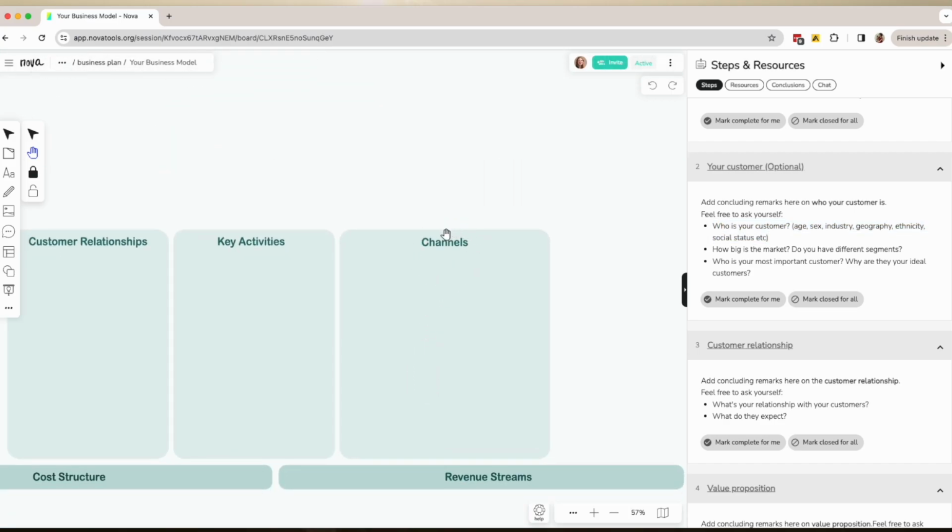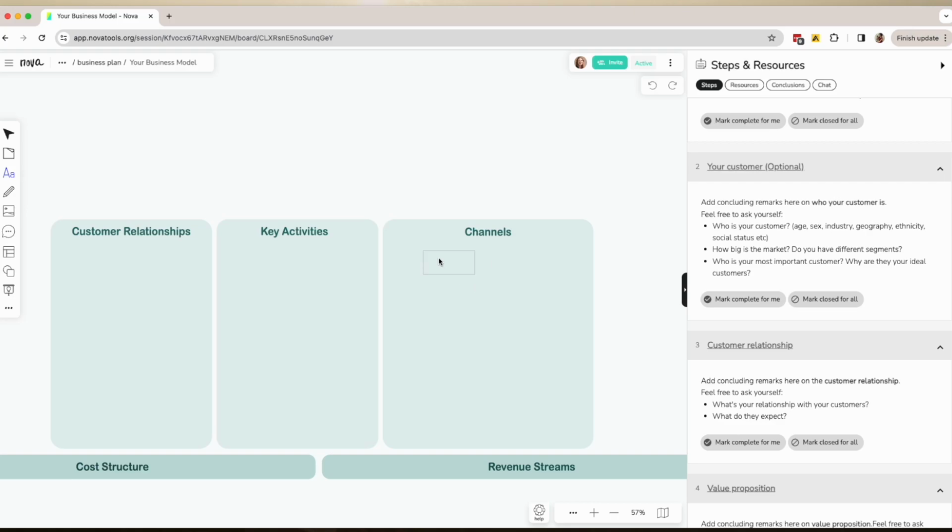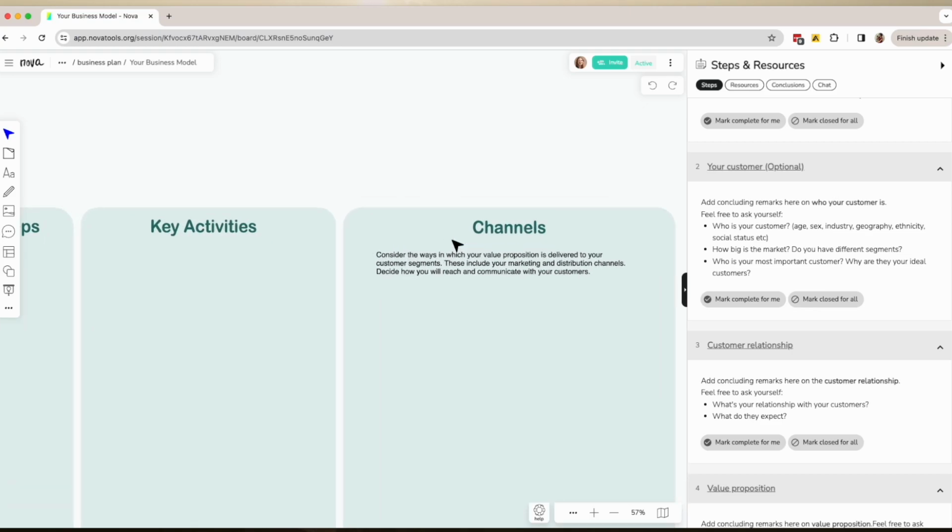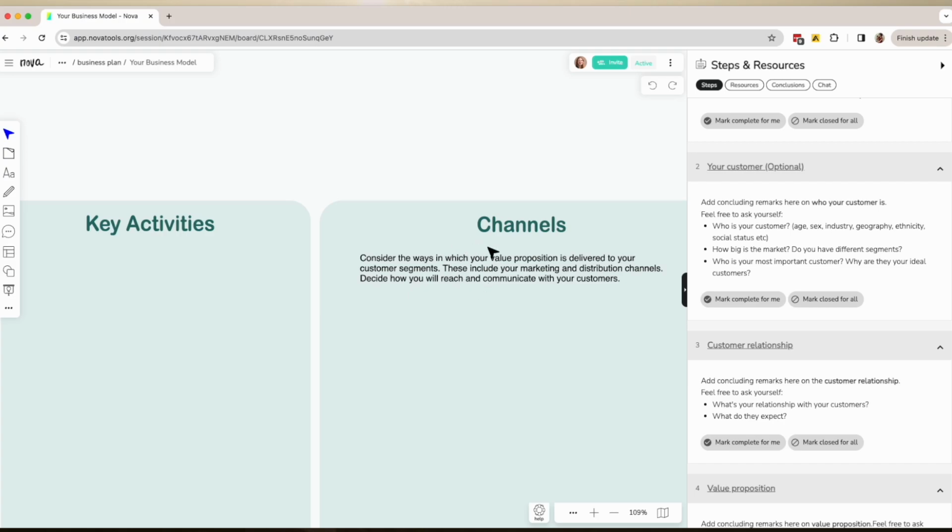5. Map out channels. Consider the ways in which your value proposition is delivered to your customer segments. These include your marketing and distribution channels. Decide how you will reach and communicate with your customers.